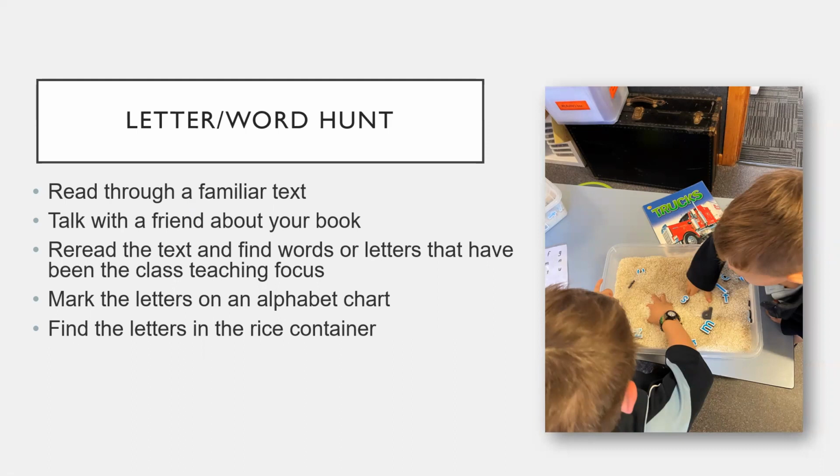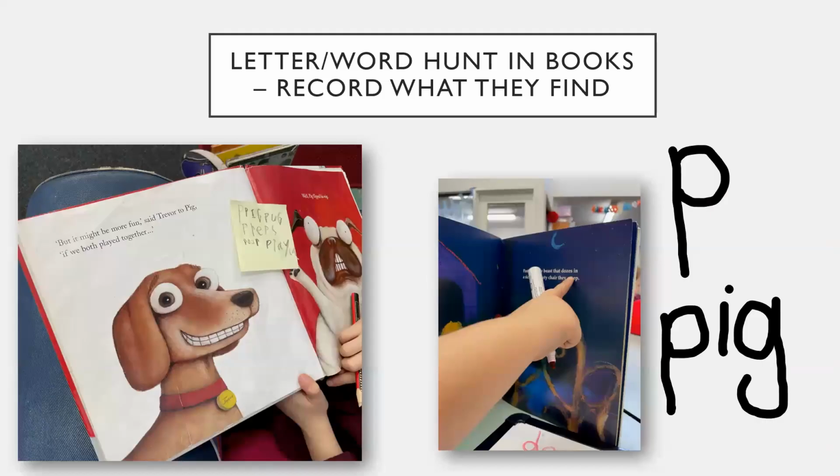So linking your letter-sound relationship work to the noticing that children might do in their early reading texts, then to noticing that letter again on that alphabet chart, and then finding it again in another location will really build their knowledge of letter-sound relationships. They might go for a hunt in their book for a word or a letter.